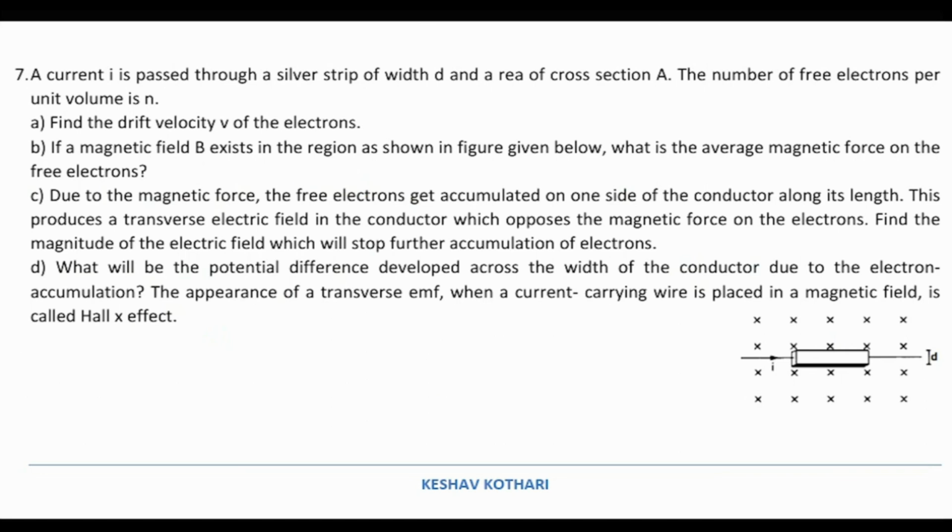If a magnetic field B exists in the region as shown in the figure given below, what is the average magnetic force on the free electrons?